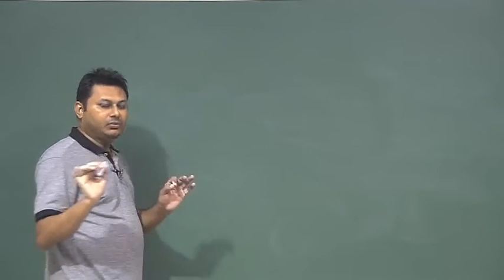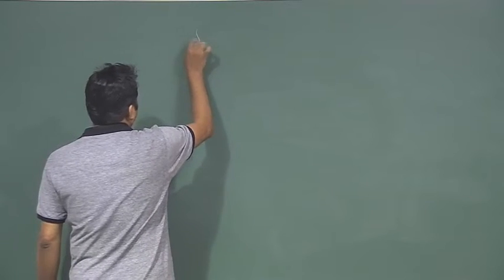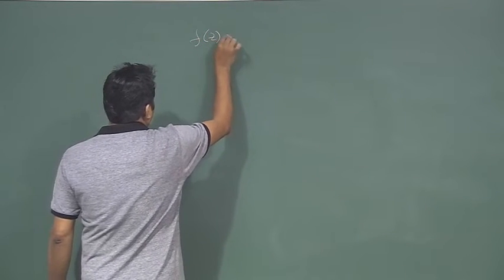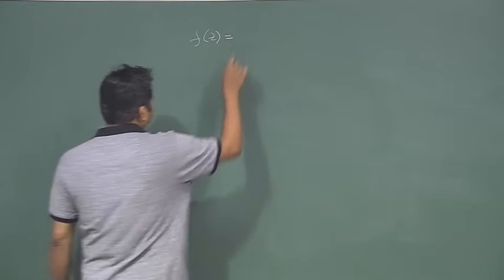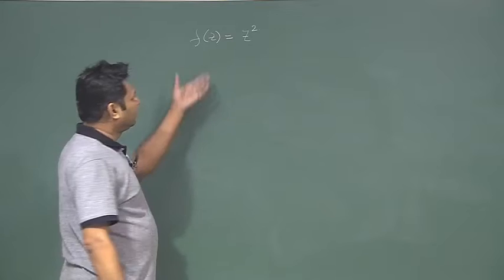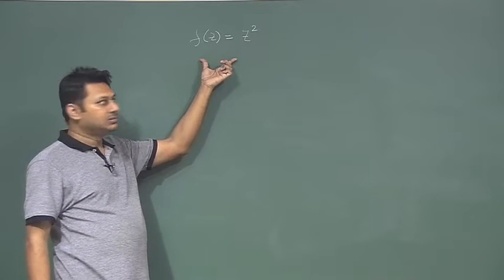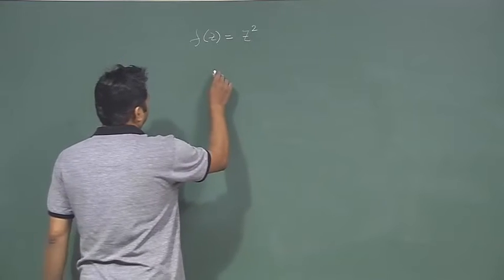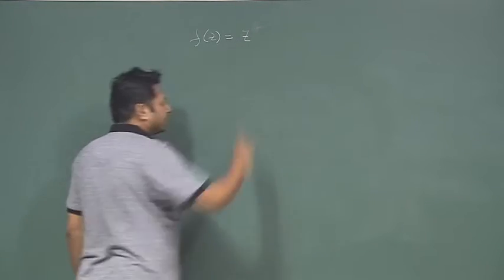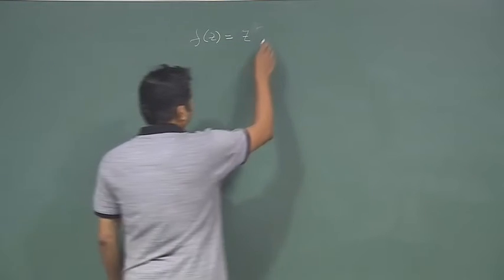So, let me first give you a very simple example of analytic function. f(z) is equal to z square, the most simple example. Is the function analytic? Forget about z square, let us start with f(z) is equal to z. Is this function analytic? So, let us try to find out.